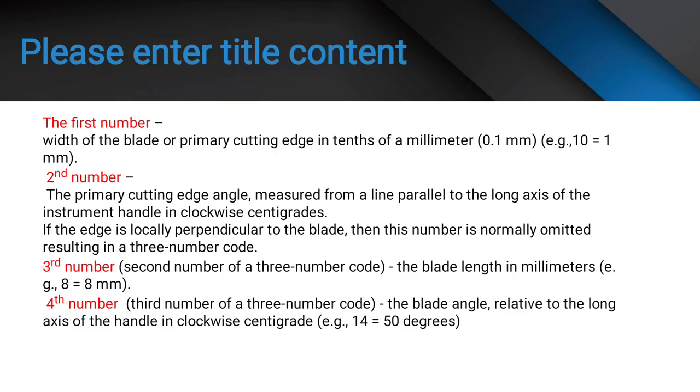Then we follow the 3-number formula, in which the third digit in the 4-digit formula indicates the blade length in millimeters, and this blade length in the 3-number formula takes the place of the second digit. And the fourth number, which is the third number in the 3-number code, indicates the blade angle related to the long axis of the handle.